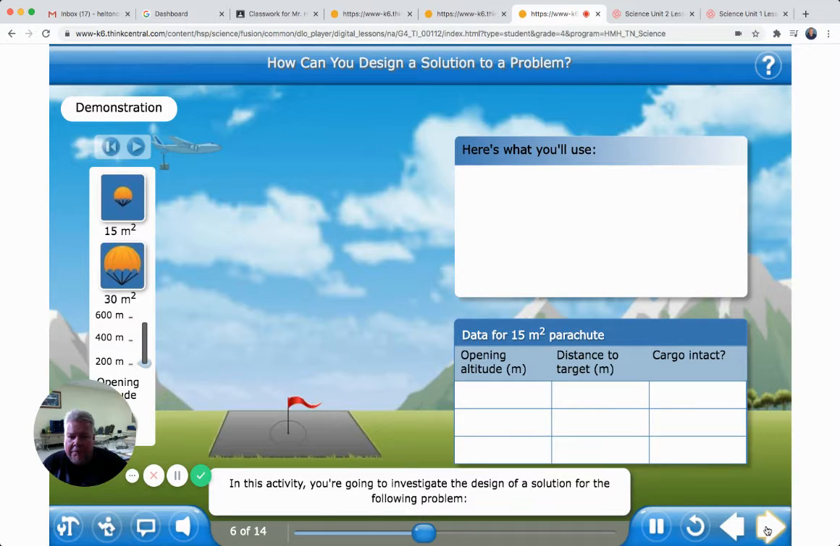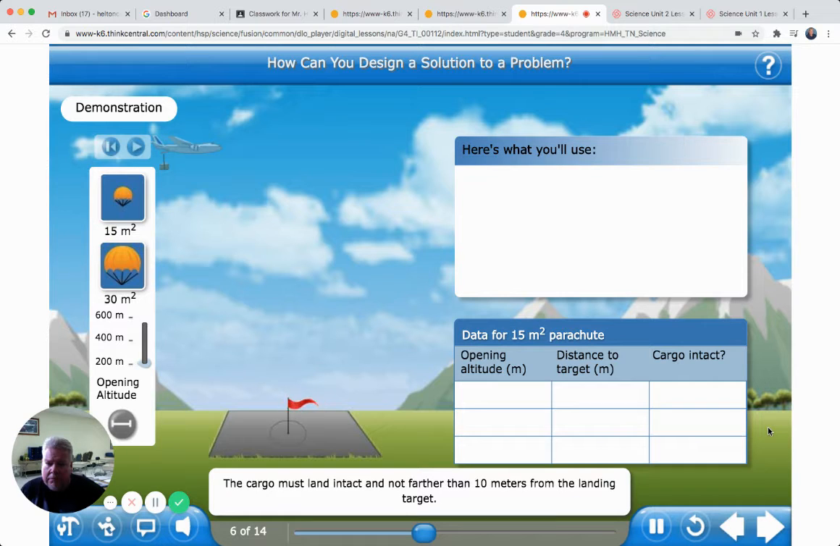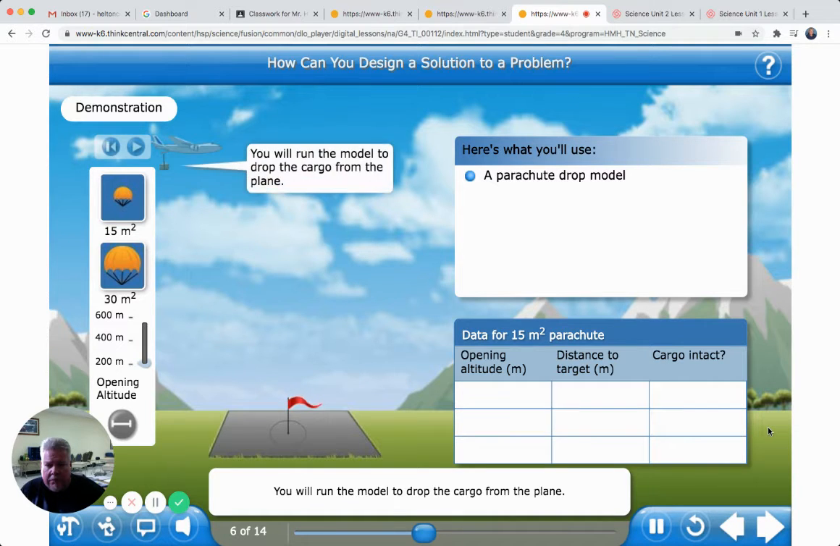In this activity, you're going to investigate the design of a solution for the following problem. A plane is going to drop cargo that has a parachute attached. The cargo must land intact and not farther than 10 meters from the landing target. Here's what you'll use. A parachute drop model. You will run the model to drop the cargo from the plane.